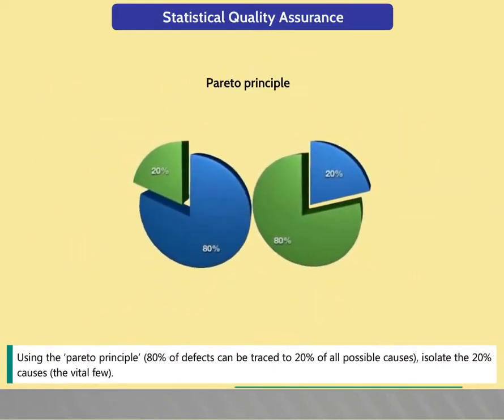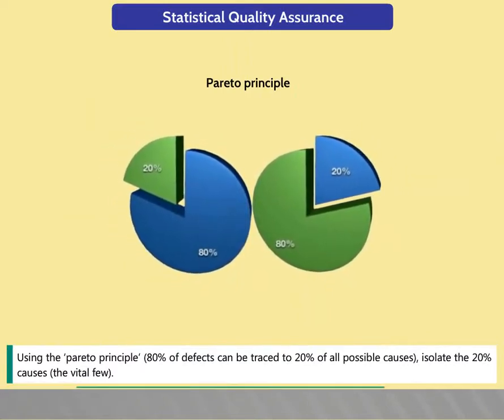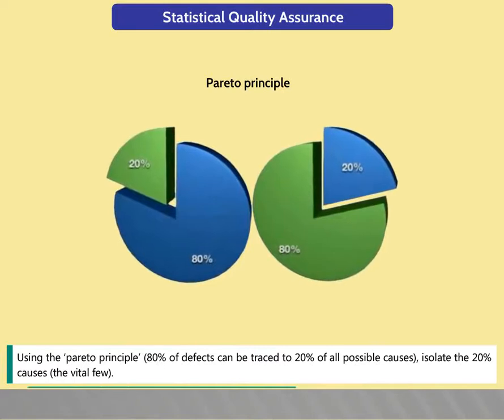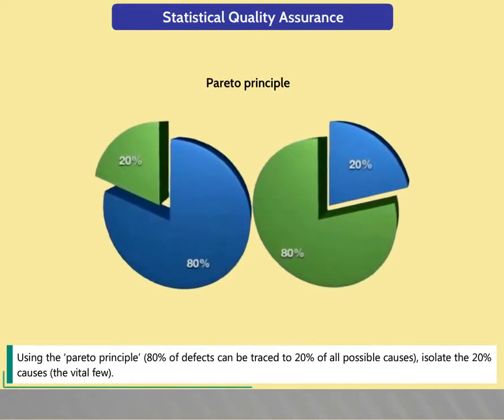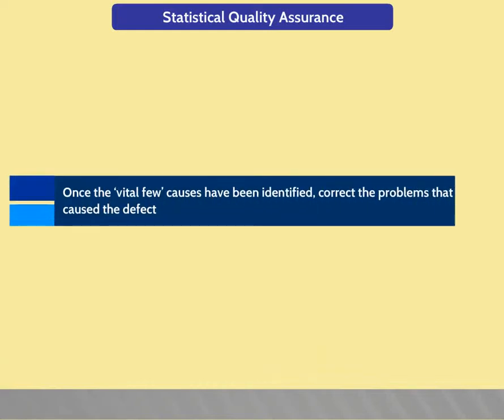Using the Pareto principle, that is 80% of defects can be traced to 20% of all possible causes. Isolate the 20% causes, that is the vital few. Once the vital few causes have been identified, correct the problems that have caused the defects.